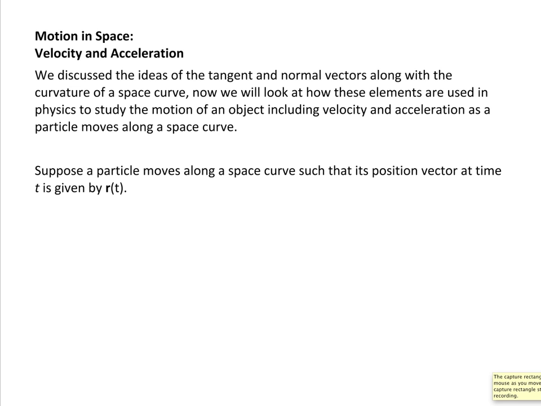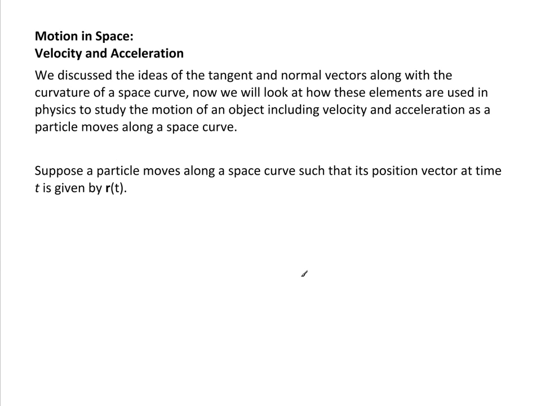Vectors are very widely used for describing the motion of a particle in space. So let's take a look at the idea of velocity and acceleration. Now we discussed prior to this the ideas of the tangent and the normal vectors along with the curvature of a space curve. Now we're going to take a look at how these elements are used in physics to study the motion of an object, including velocity and acceleration as the particle moves along a space curve.